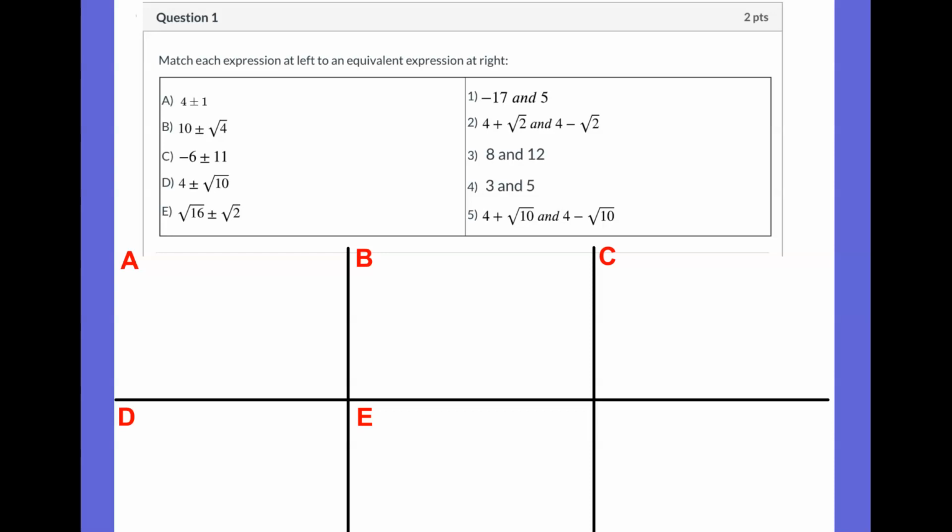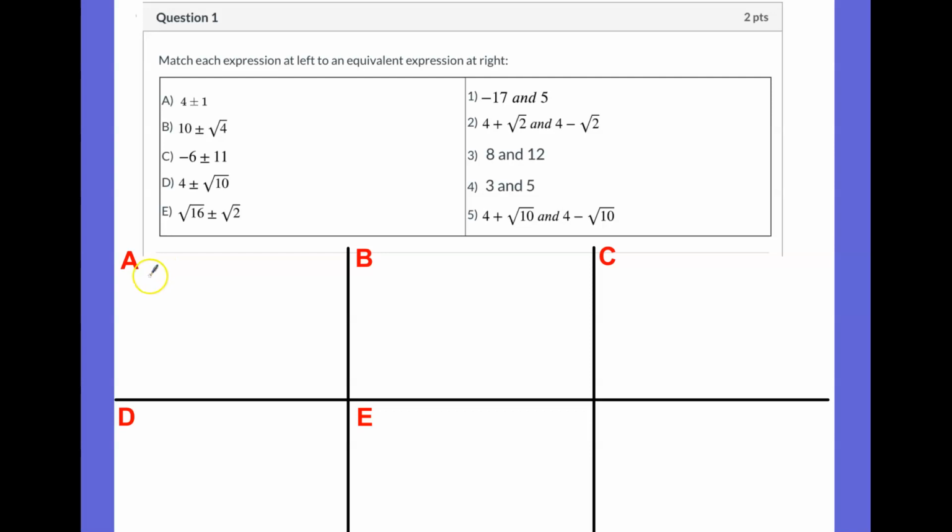Okay, so let's go over the classwork. Question 1. Match each expression at the left to an equivalent expression at the right. When I look at the expressions on the left and on the right, I don't see anything that is similar, but we can solve them. We can solve the expressions on the left. So let's see how that works.